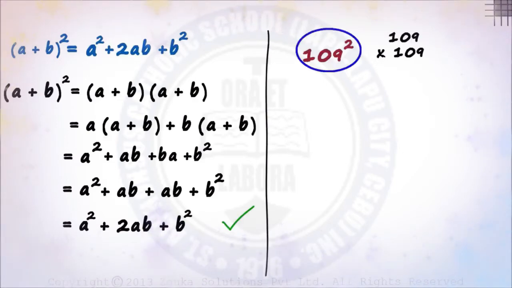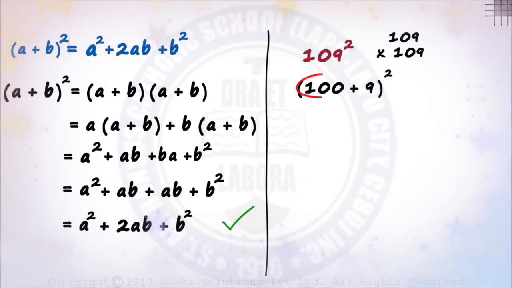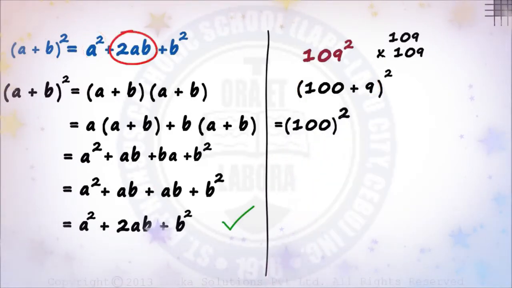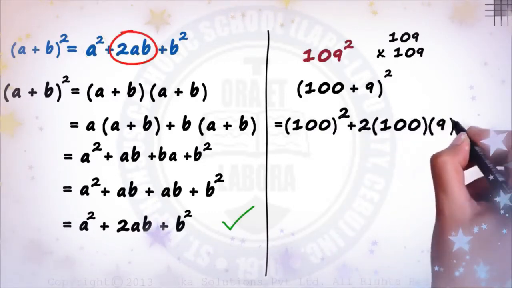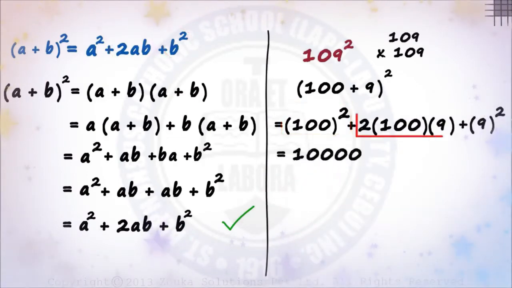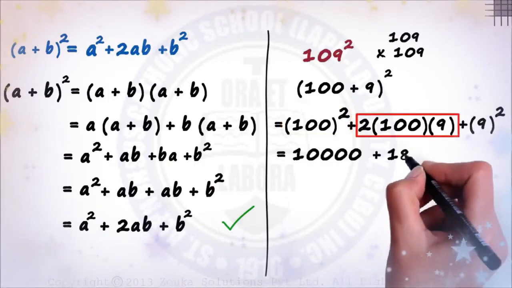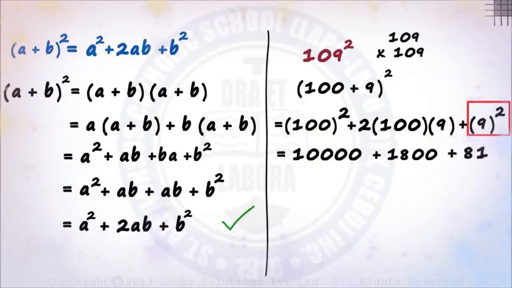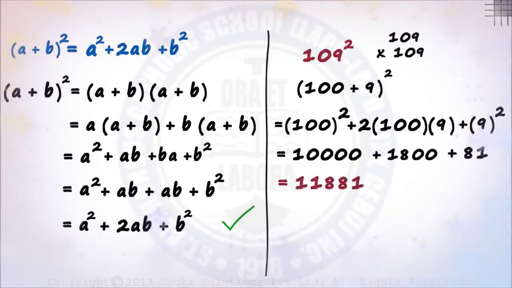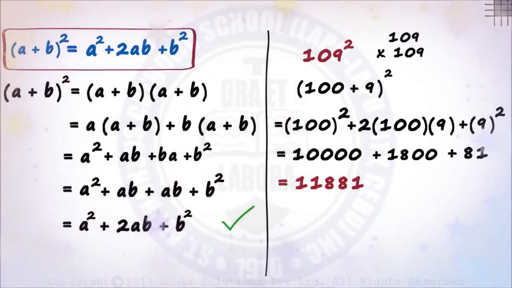We can write 109 squared as (100 plus 9) the whole squared. Now we have it in this form. We can say 100 is a and 9 is b. The first term is a squared, so here it will be 100 squared. The next term is 2ab. It will equal 2 multiplied by 100 multiplied by 9. b squared is 9 squared. 100 squared is 10,000. 2 multiplied by 100 multiplied by 9 equals 1800, and 9 squared equals 81. So adding these numbers, we get our answer as 11,881. This identity makes us solve such problems very easily. Conventional multiplication would definitely have taken more time.